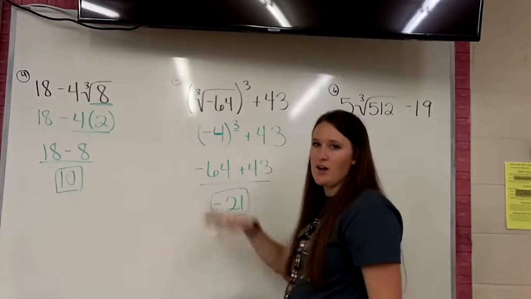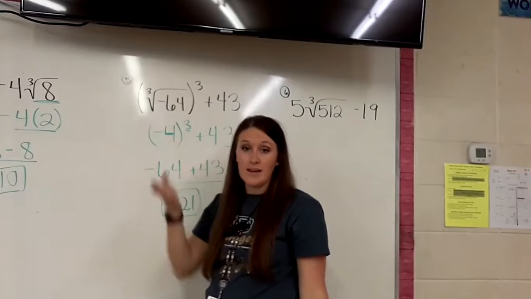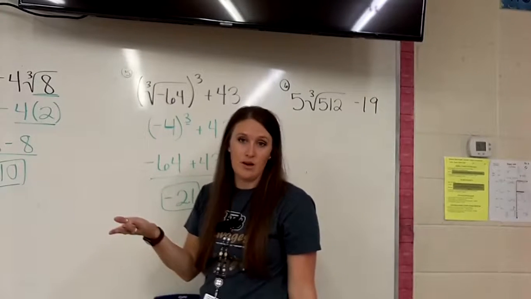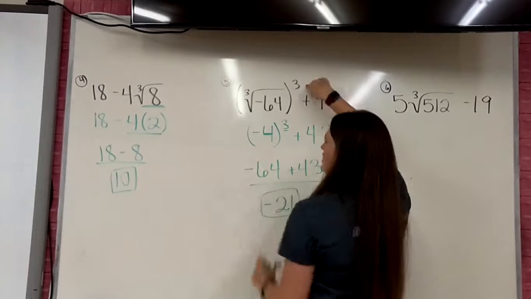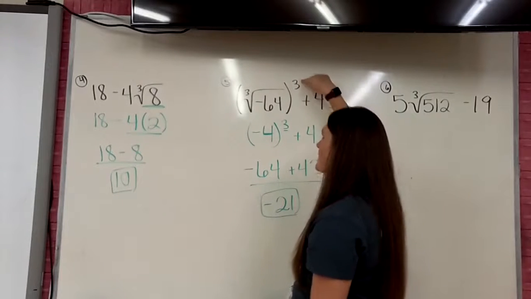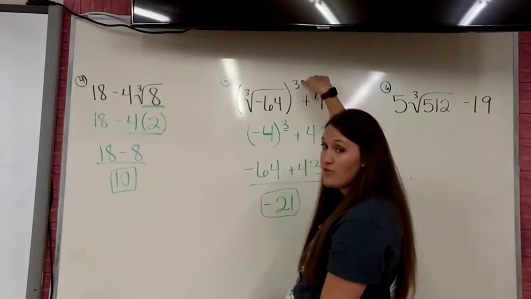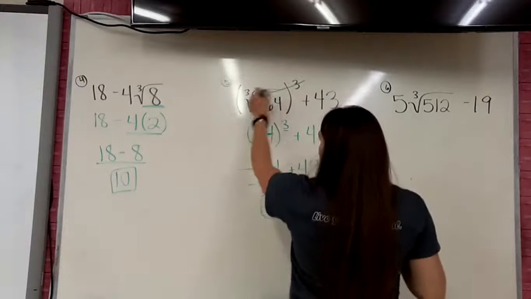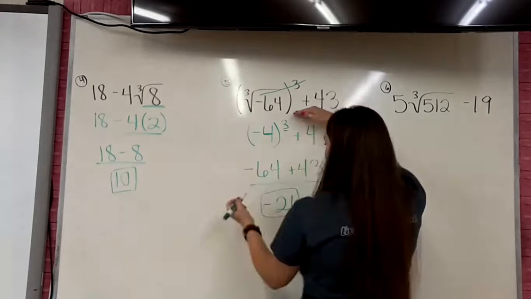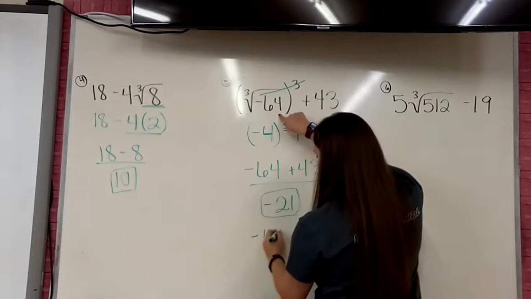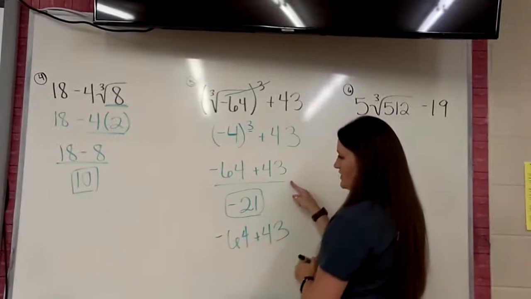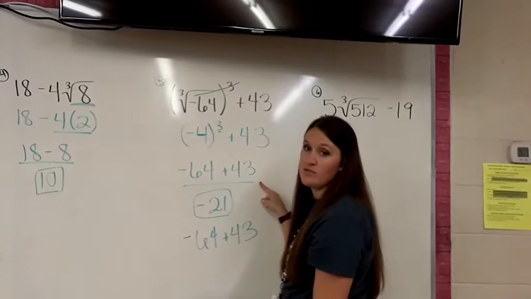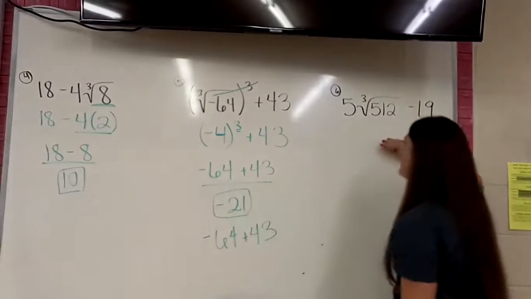Now, I do want to talk about, if you come back up, and just like I mentioned in the example I worked out for you, when you have the cube root all raised to the 3rd power, those are exact opposites of each other. So from the beginning, I actually could have just canceled that and had negative 64 plus 43. It just skips 2 steps where you're already right there to solve. Okay? All right, number 6, last one.